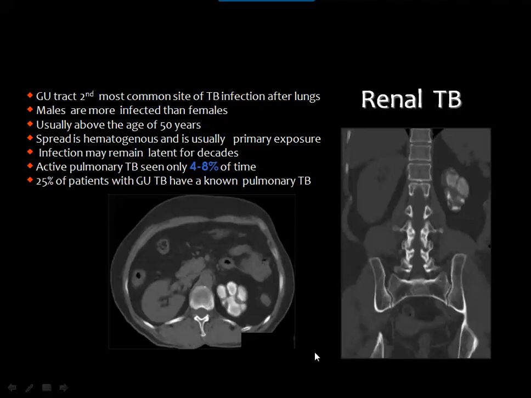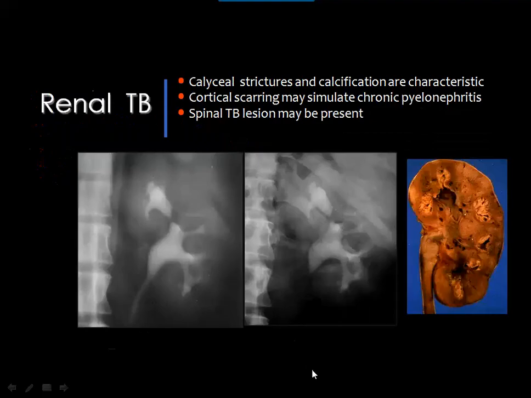Then TB can affect the kidney, and genitourinary tuberculosis is the second most common after TB of the lung. It affects more males than females, and is usually spread by the hematogenous route. Many times the patient may have pulmonary and urinary tract tuberculosis in about 25% of the cases. Active pulmonary TB is seen only in 4 to 8% of the cases whenever you diagnose renal tuberculosis.